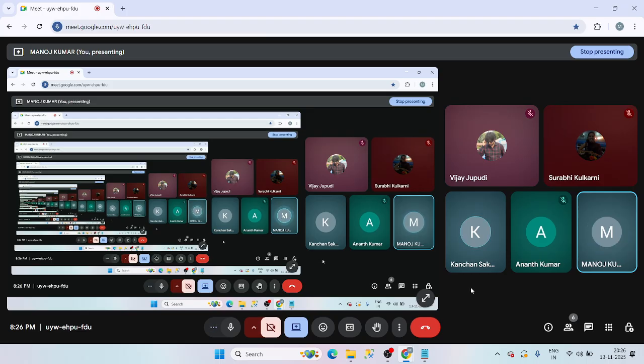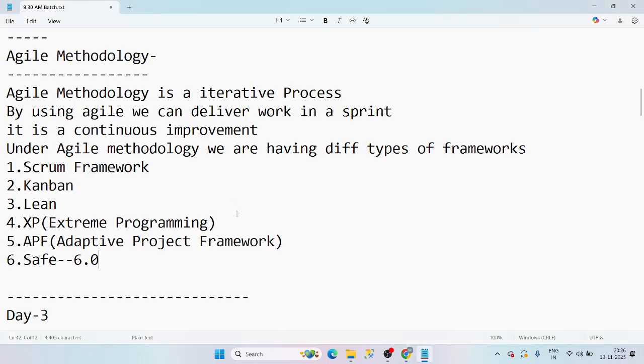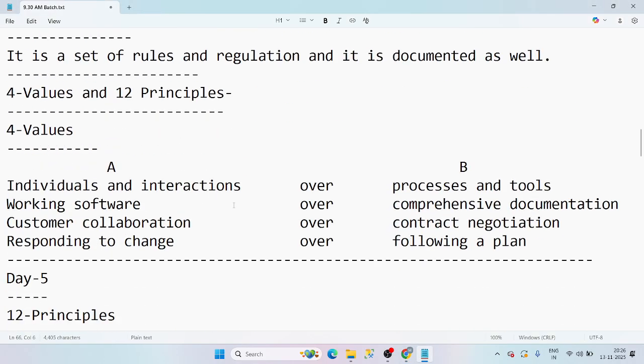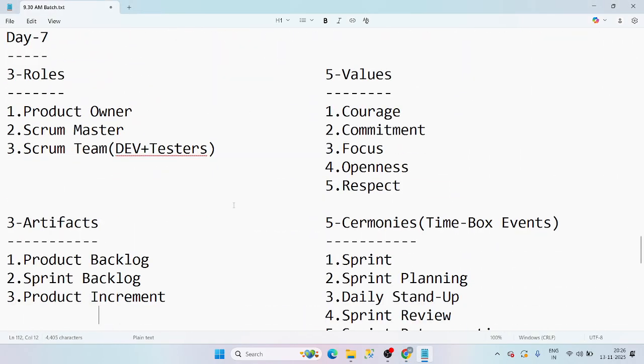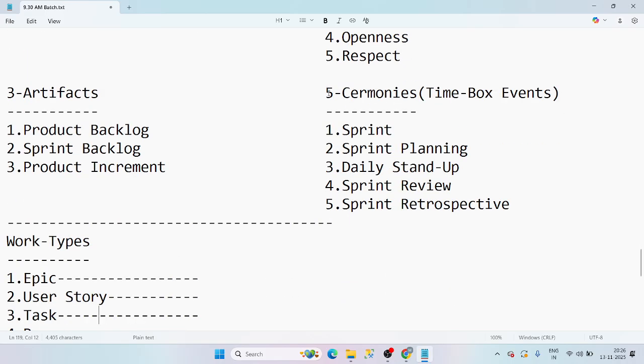Who said four, Kanchan? I read, no. There are five ceremonies. Okay, let me show you. Ceremony is nothing but an event, guys. See here, five ceremonies. The first one is called a sprint.